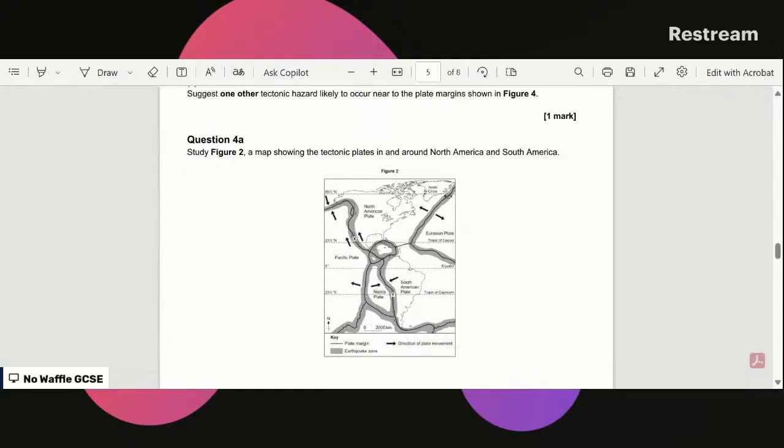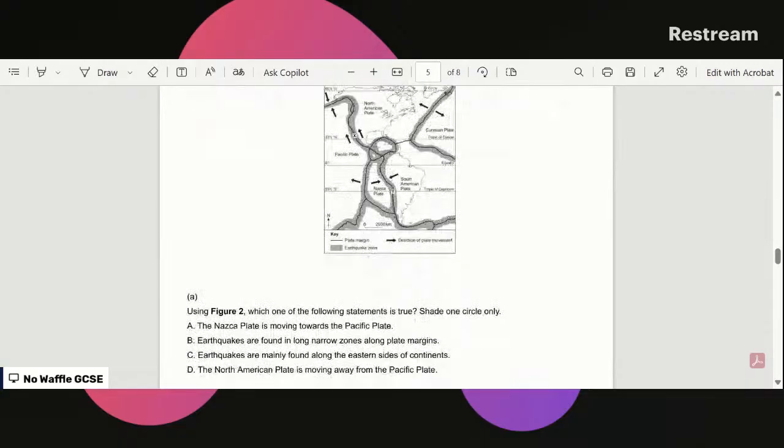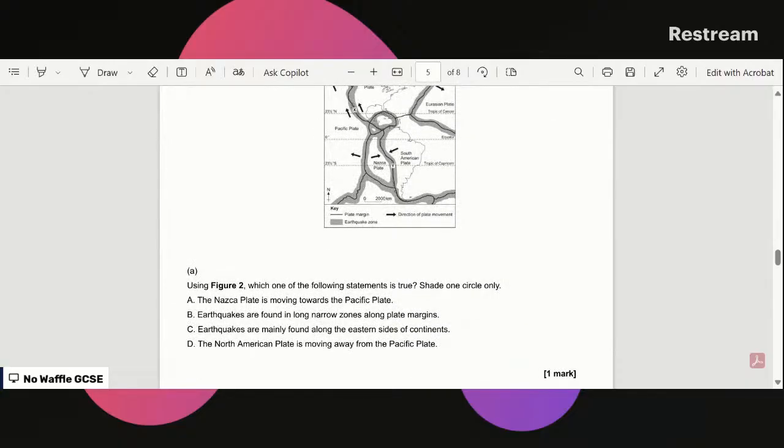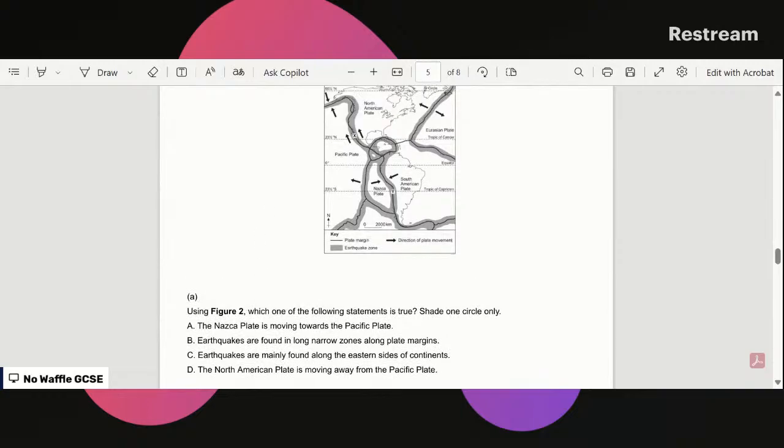A map showing the tectonic plates in and around North America and South America. So we've got more maps here. Using figure 2, explain which of the following statements is true. Shade the one circle only. Firstly, the Nazca plate is moving towards the Pacific plate. No, that's not true, they're going in opposite directions. B, earthquakes are found in long, narrow zones along plate margins.